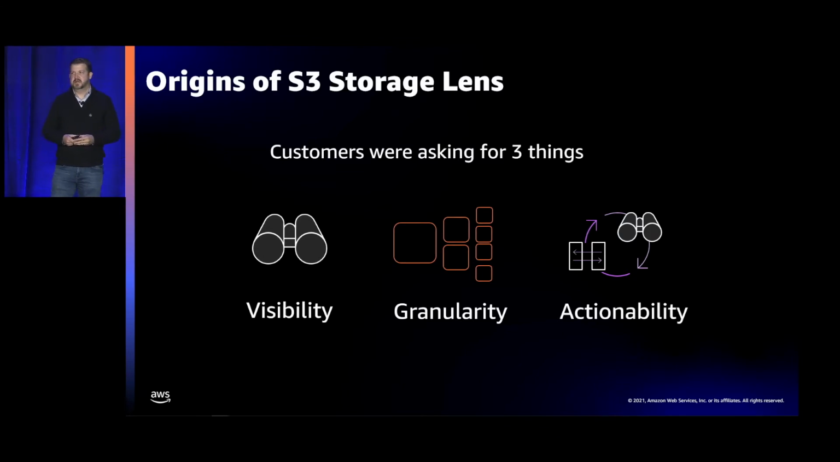So Storage Lens is about a year old, but the origin story for the product goes back several years before that. We heard feedback from customers over the years that pointed us directionally to three main types of customer needs. The first was the need for visibility into the storage. Customers were telling us that they were spending too much time and effort to go bucket by bucket and account by account to understand more about how they're using their storage.